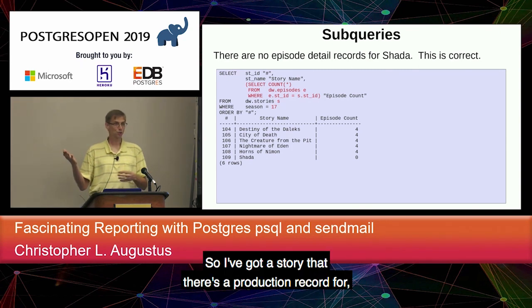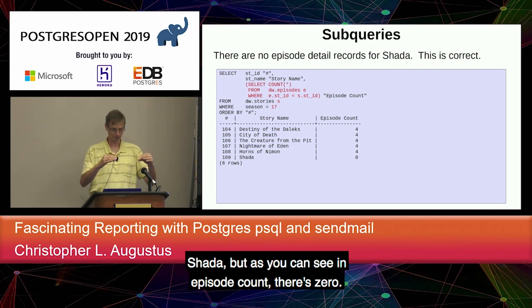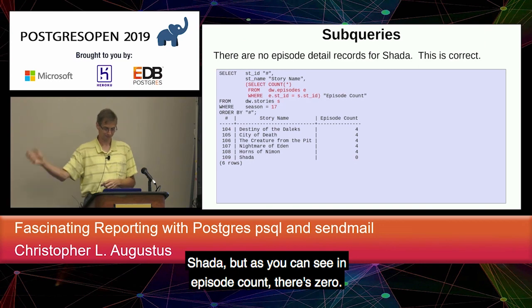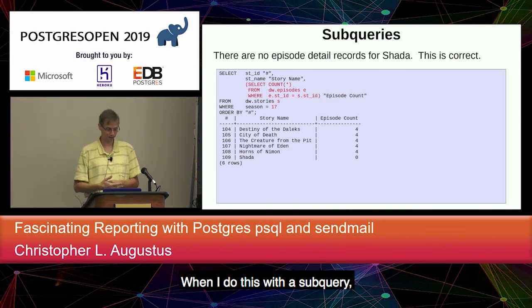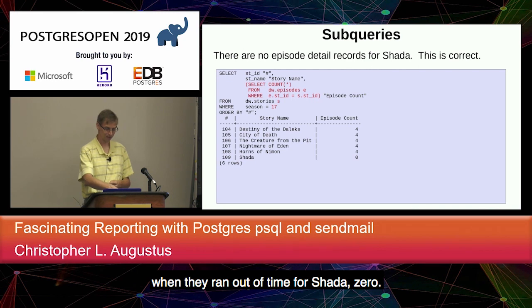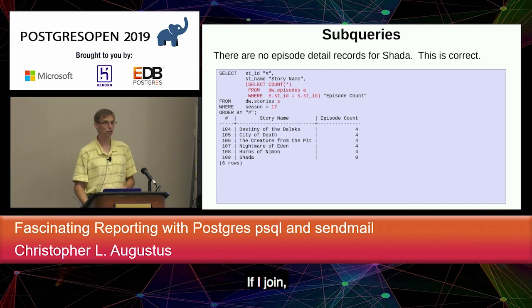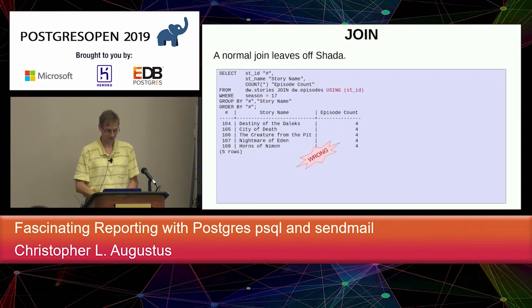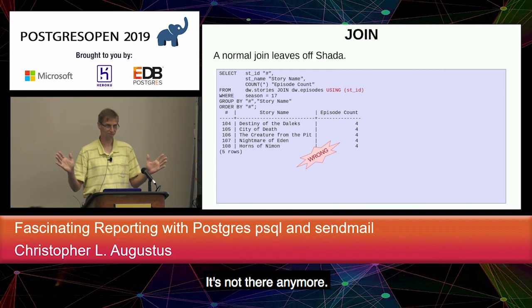So I've got a story that there's a production record for it, Shada, but as you can see in the episode count, there's zero. So when I do this with a subquery, I see four episodes for all the earlier stories this season. When they ran out of time for Shada, zero. If I join, Shada disappears. It's not there anymore.